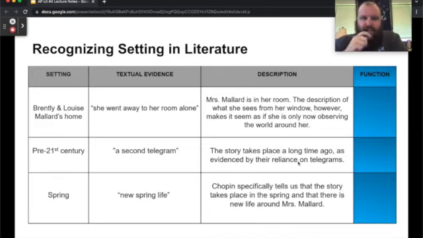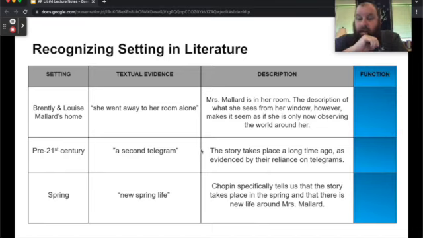We talked about that in the last lecture, right? And that's evidenced by the fact that she's at home and it's pre-21st century, right? And so that lets us in a little bit into the setting. And then finally, spring. We see new spring life. Kate Chopin specifically tells us that the story takes place in the spring and that there is new life around Mrs. Mallard. Oh, gosh, it's heartbreaking.